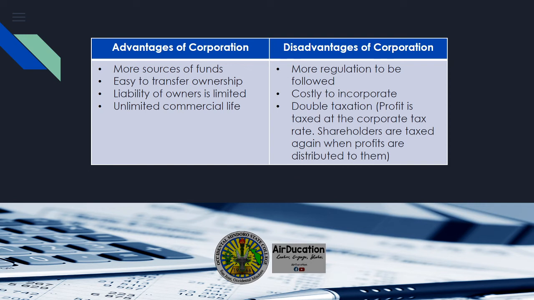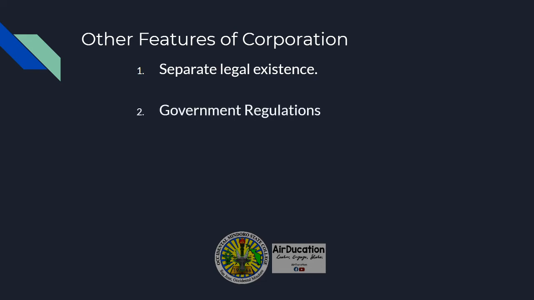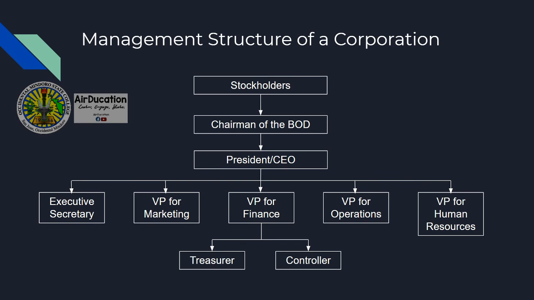The dividends are the profits of shareholders. So that is the terminology for the profits being received by the shareholders. Again, that is dividend. So these are the other features of a corporation. First, again, it has a separate legal existence. It has many government regulations to follow. It has dividends and it has a corporation management. So this is the example of the management structure of a corporation.